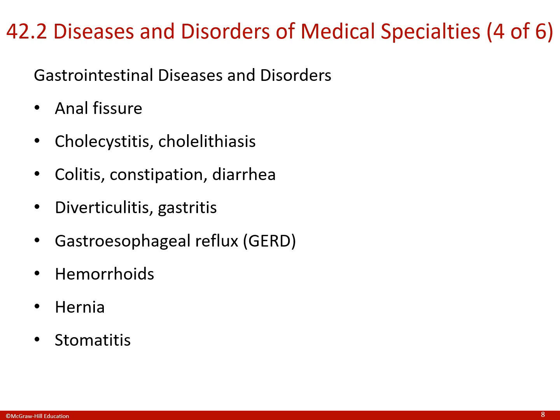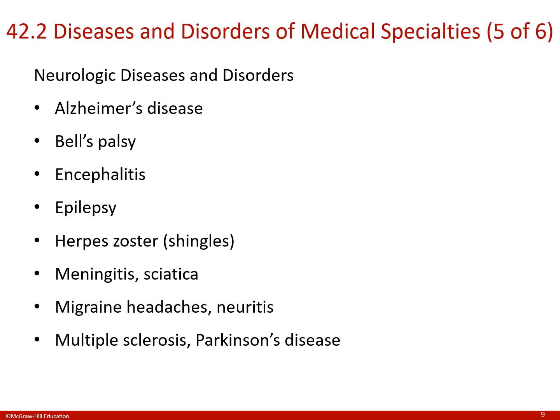All right, let's go on to neurological diseases and disorders. You have that table on page 42.5. Just take a look at those. Let's just talk a little bit about neurological diseases and disorders. This deals a lot with trauma to the nervous system, and it can cause a loss of sensation.